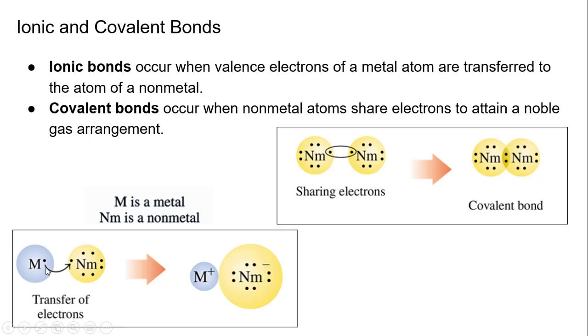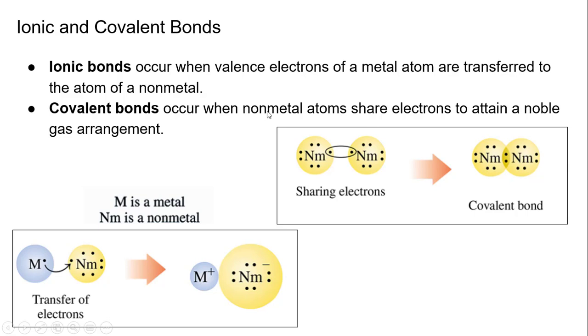In this case, it's one electron, so it means it's a group 1, and it will give it to a nonmetal that has one space open to take that. And because now the protons outnumber the electrons, this becomes a positive. And this one has electrons that outnumber the protons, and it becomes a negative.